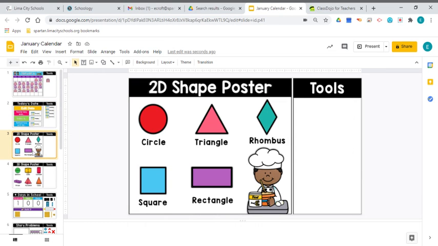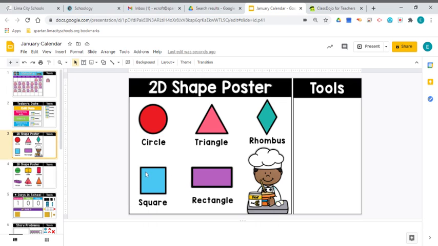Taking a look at our shapes. Let's go quickly through circle, triangle, rhombus, square, and rectangle. Okay, so here's your question today. What is the difference between a square and a rectangle? A square and a rectangle.